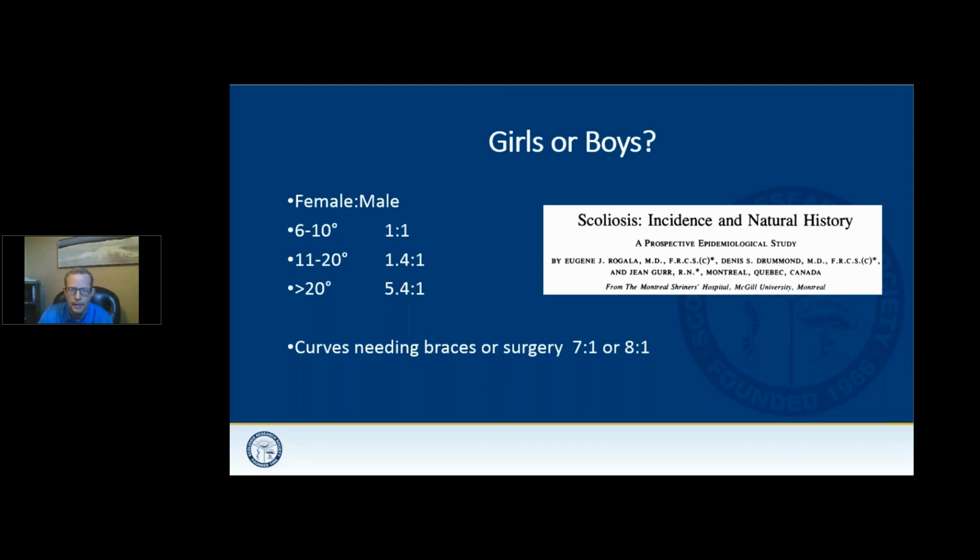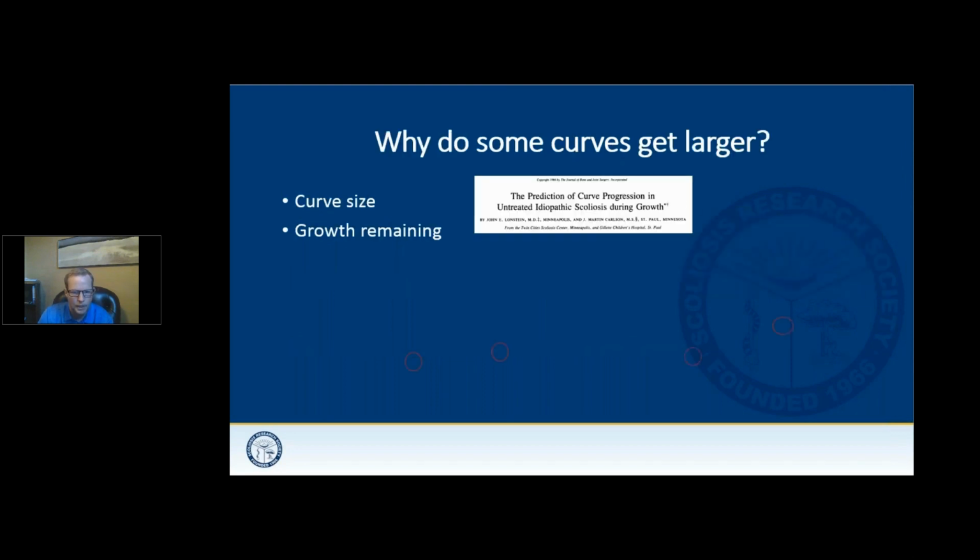When we get to curves 11 to 20 degrees, the ratio becomes 1.4 girls for every 1 boy. When we get to curves greater than 20 degrees, it becomes 5.4 girls for every 1 boy. And then when we get to the larger curves that need interventions like braces or surgery, it's 7 or 8 to 1.